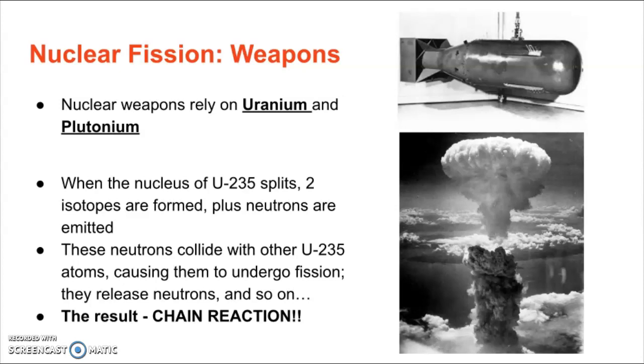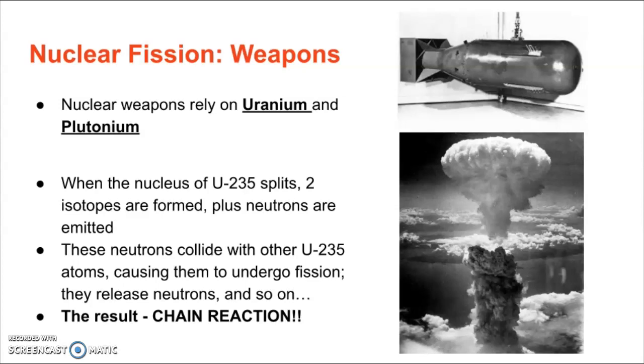So when the nucleus of uranium-235 splits, we saw that in the diagram, two isotopes are formed and a bunch of neutrons are given off or emitted. Those neutrons that are given off then collide with other uranium-235 atoms, causing them to undergo fission, then releasing neutrons, and so on and so forth. This causes a chain reaction. This is exactly how the atomic bomb works.